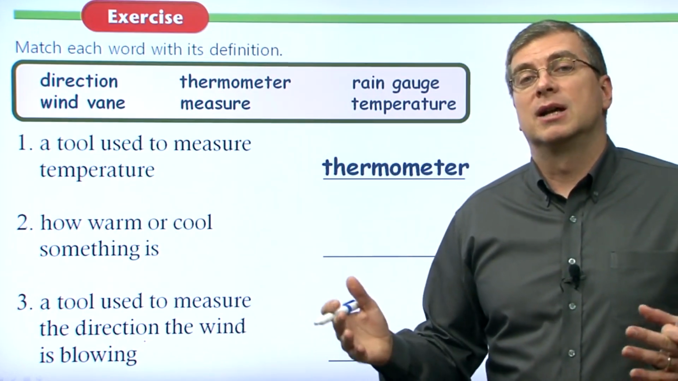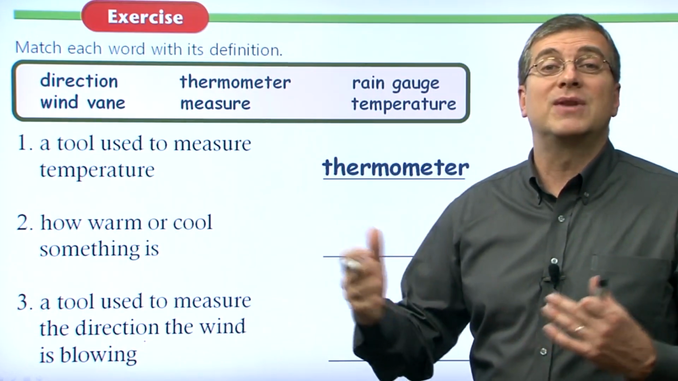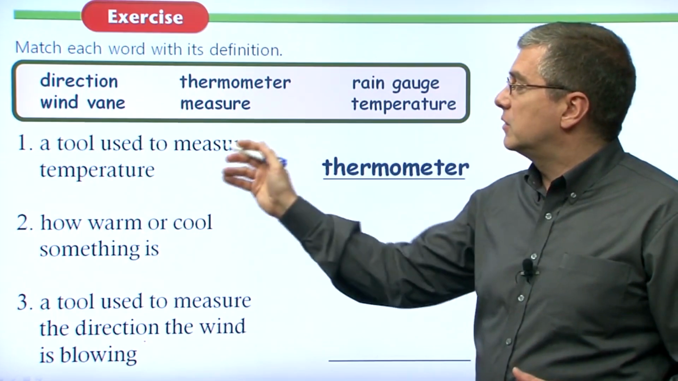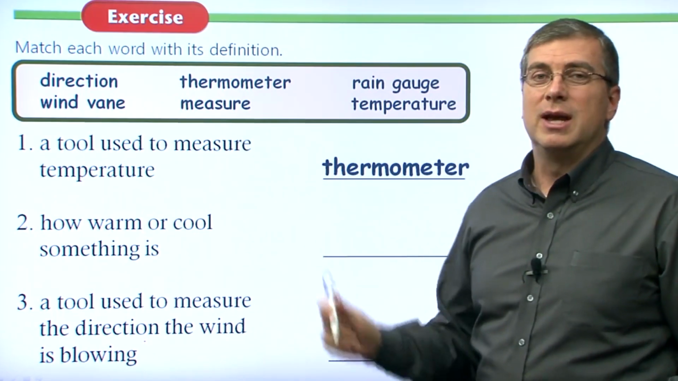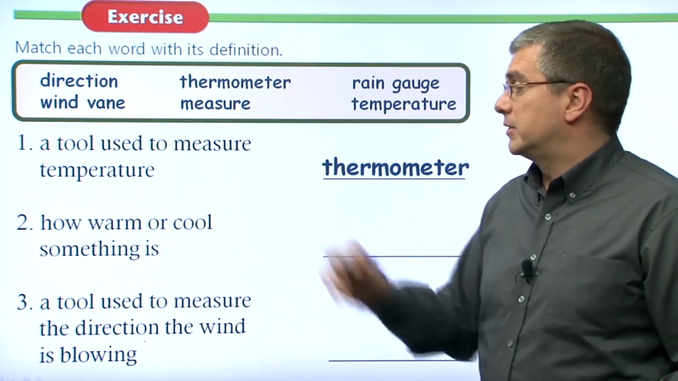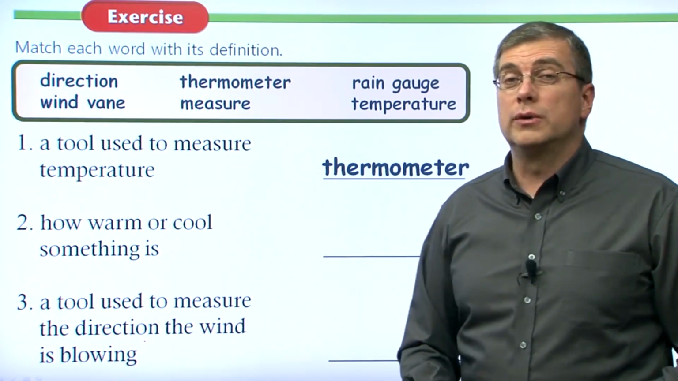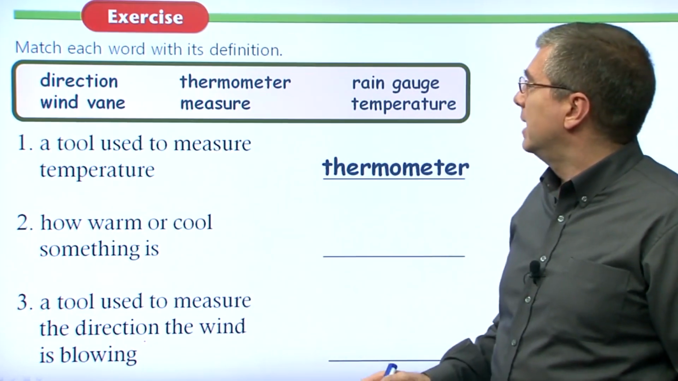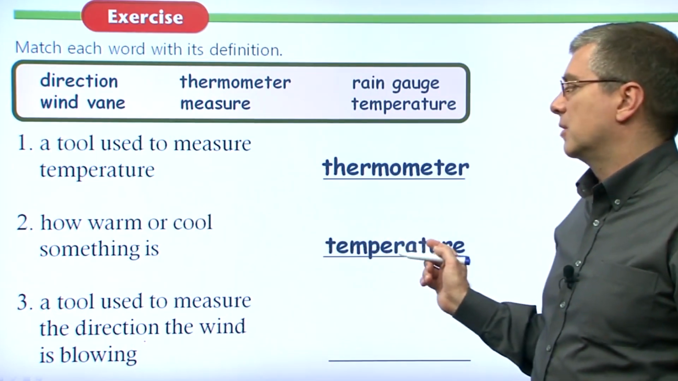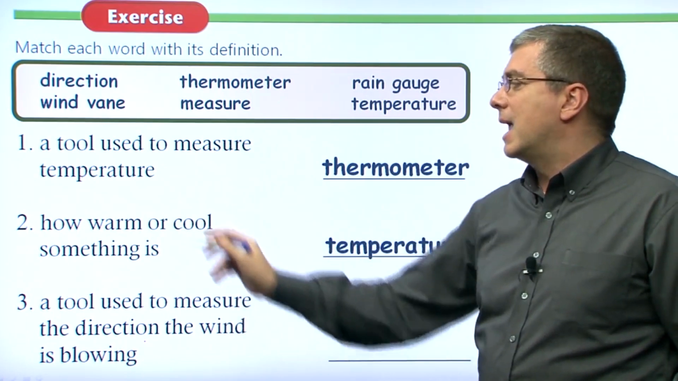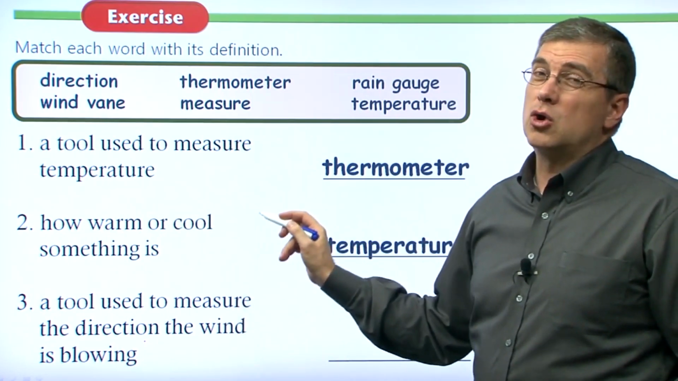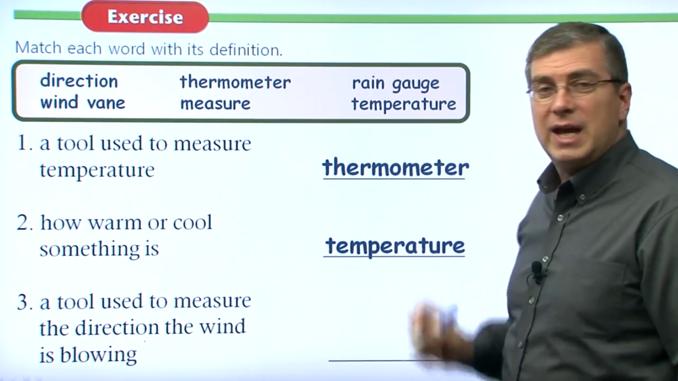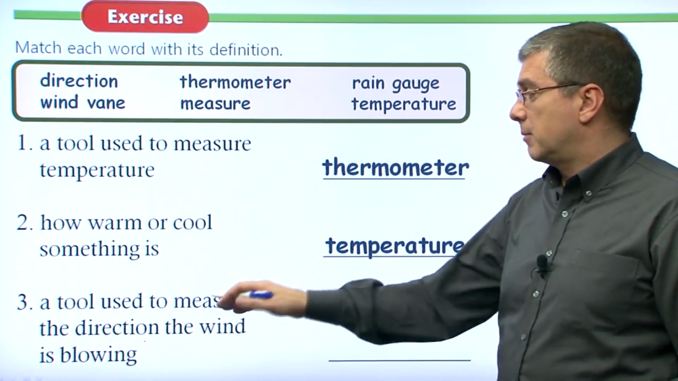What is the amount of the temperature? What is the amount of heat, right? Or the absence of heat. Is it cold or is it hot? We use a tool, the thermometer, to measure temperature. That is a thermometer. Number 2, how warm or cool something is. Now we're talking about how warm or cool something is, very related to number 1. In fact, they use the same word, temperature, of course. So these two are very closely related. If we talk about how warm something is or how cool something is, we're talking about the temperature. How do we measure temperature? We use a thermometer. Let's move on to number 3.